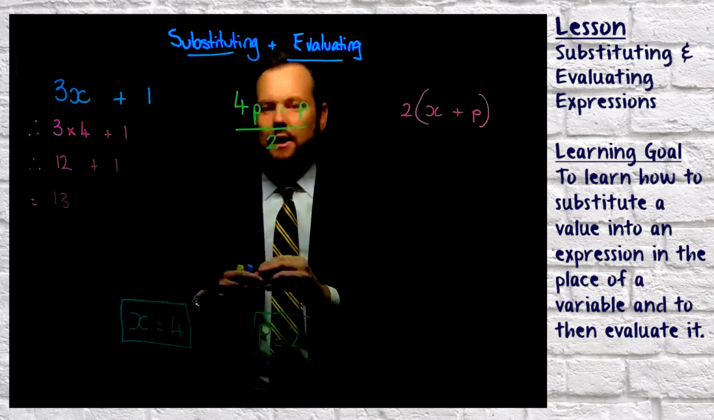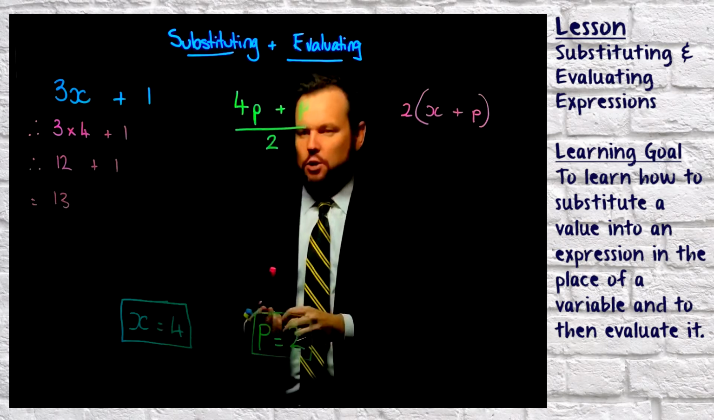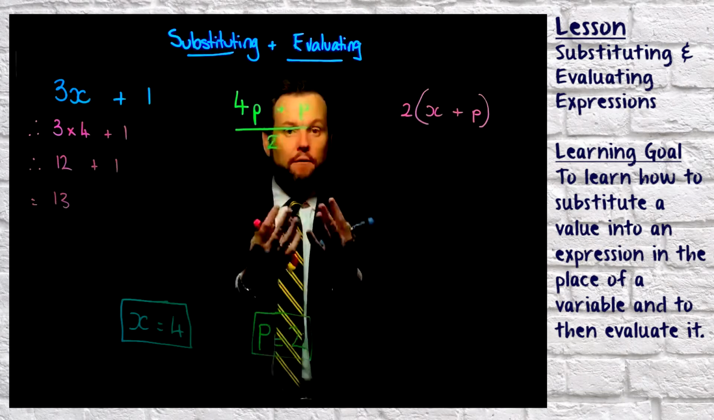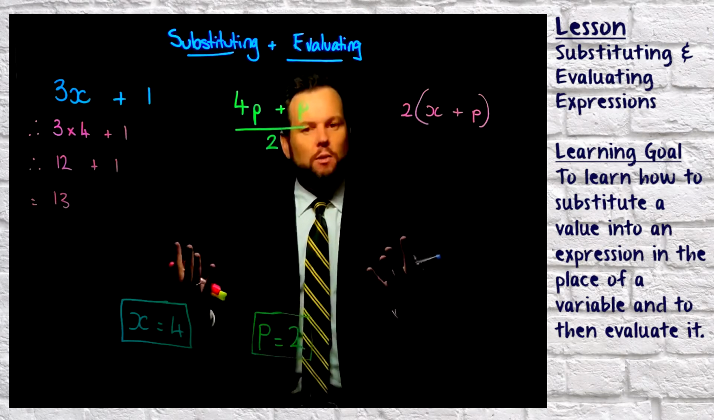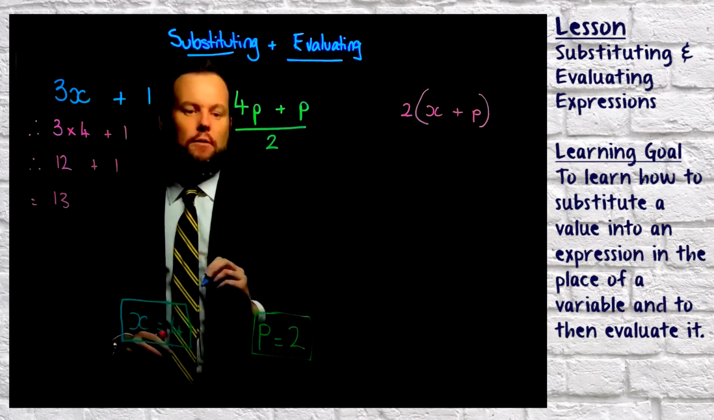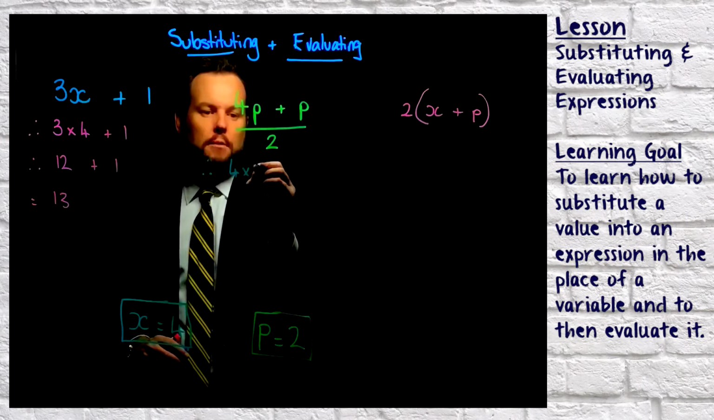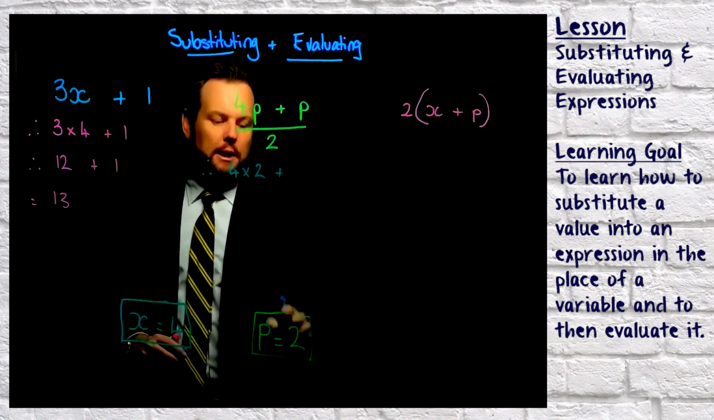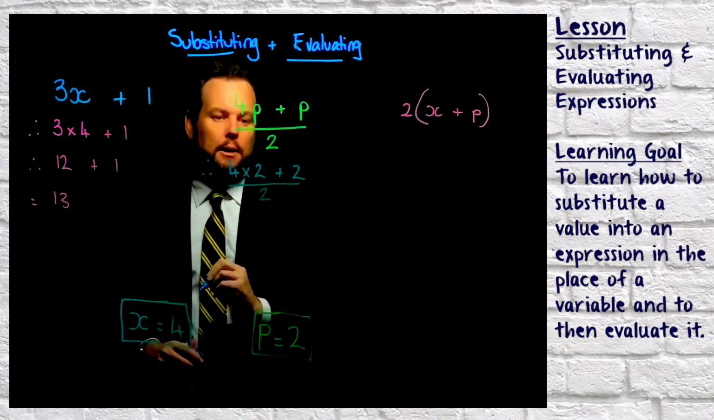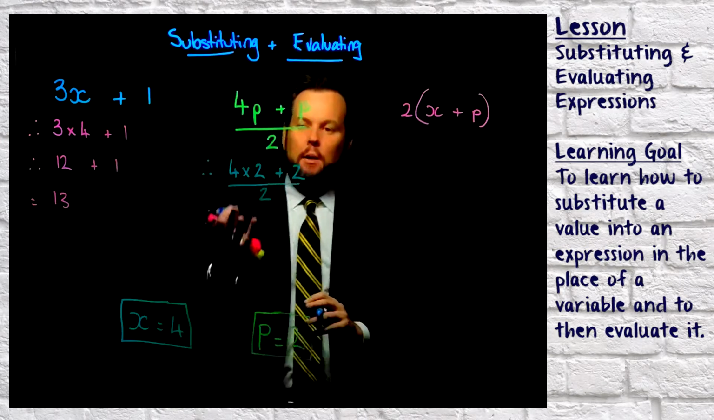If I jump over here to this question, it says 4p plus p divided by 2. The first thing we need to do is rewrite it and substitute those values in. So let's substitute the values. 4 times p, well, p equals 2. So 4 times 2 plus p, and p equals 2. And then I draw my vinculum and put my 2 underneath. Now I can do the top.